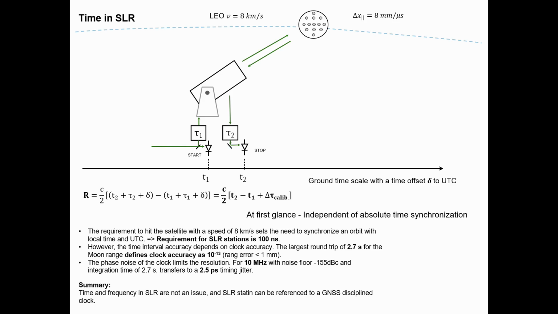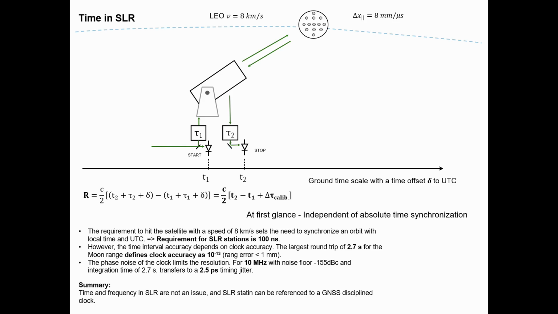The satellites which are moving on the orbit at something like 8 millimeters per microsecond give us the constraint on how accurately we need to synchronize our measurements and the telescope to some universal time scale, which gives us a constraint that is defined nowadays to be 100 nanoseconds.